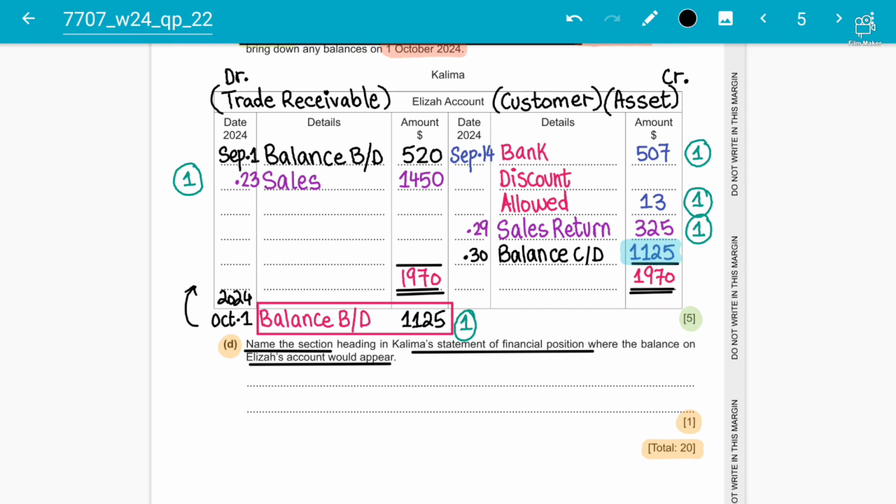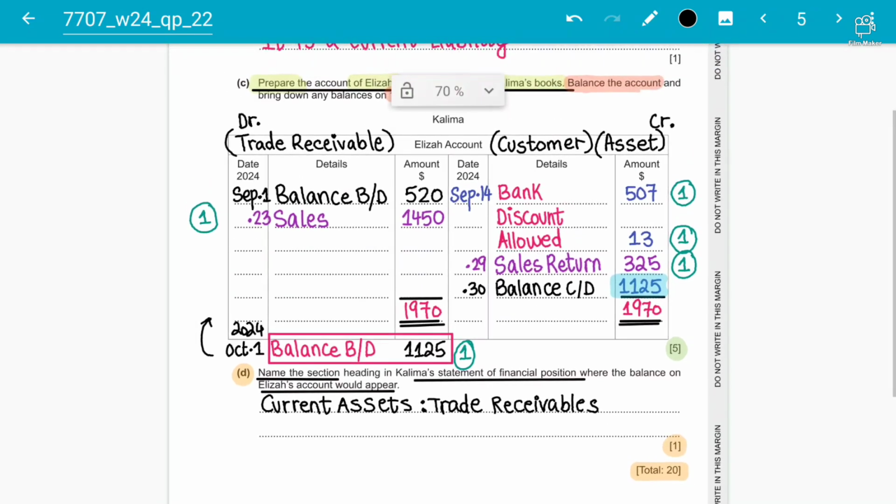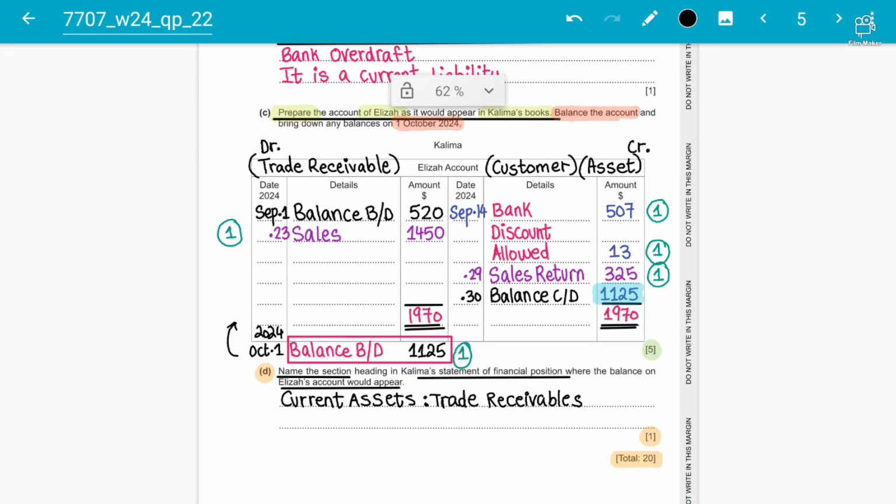So the answer is very simple. It is basically an asset. It will be appearing in the current assets. In this will be the section, and the subheading will be trade receivables. Okay, current assets, and then trade receivables. Even if you write current assets, you still get the complete 1 mark. With this, students, that's how 20 marks is achieved.